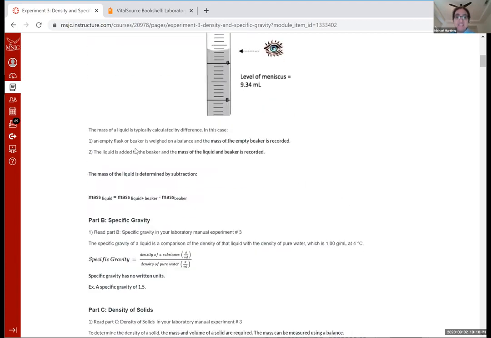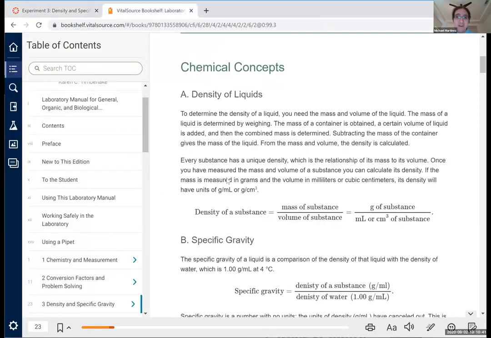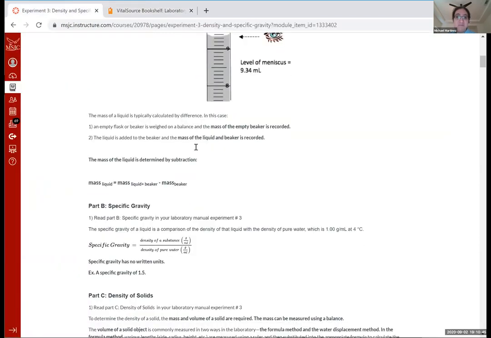Typically, mass is calculated by difference. So you weigh the mass of an empty beaker, you add your liquid to the beaker, and then to calculate the mass of your liquid, you subtract the mass of the empty beaker from the mass of your liquid and the beaker. Okay. So further information on density is found in part A of your lab manual.